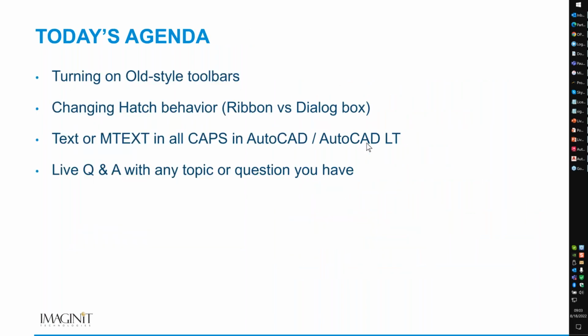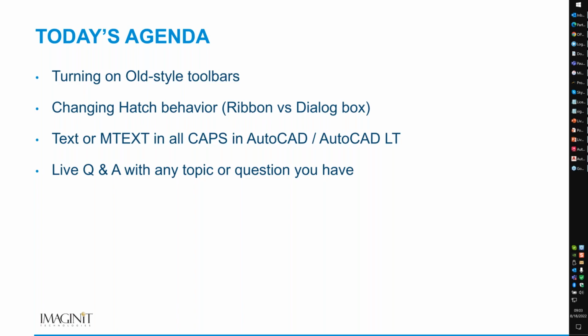So today's agenda, we're going to talk about some easy ones here. These are just some quick topics, something to kind of prime the pump, so to speak. So the first thing is we're going to talk about turning on old style toolbars. Those of you who still like them, there's an easy way to get them turned back on. We're going to talk about changing hatch behavior, versus ribbon versus dialog box. I'm still a big fan of the dialog box because everything is there in one glance. I personally like it just because it helps me when I'm doing hatching.